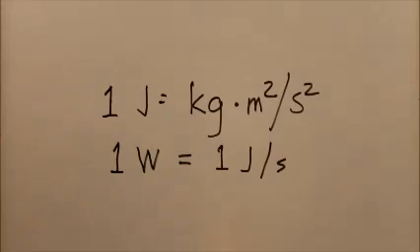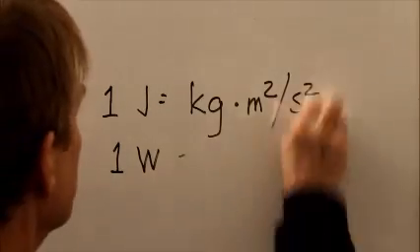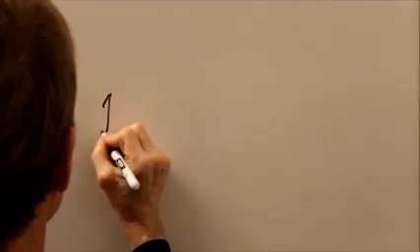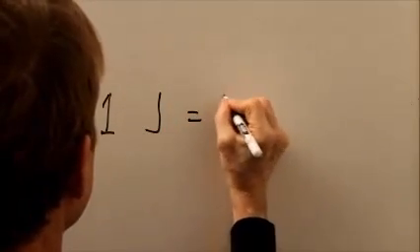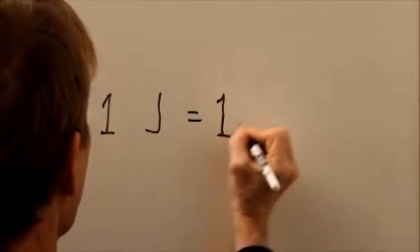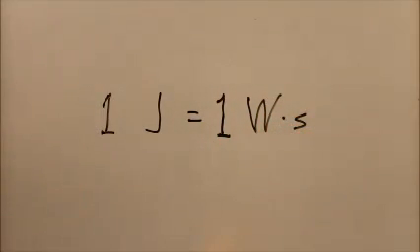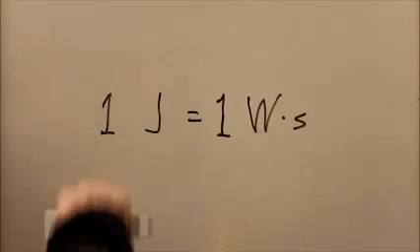Now, if you turn that inside out in your head, you will get the notion that in fact joules are the same thing as watt seconds. So 1 joule of energy equals 1 watt second of power. So 2 joules of energy, 2 watt seconds. Now that could be 2 watts for 1 second, or 1 watt for 2 seconds.